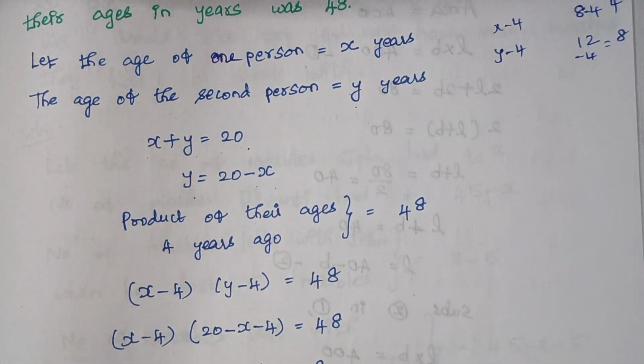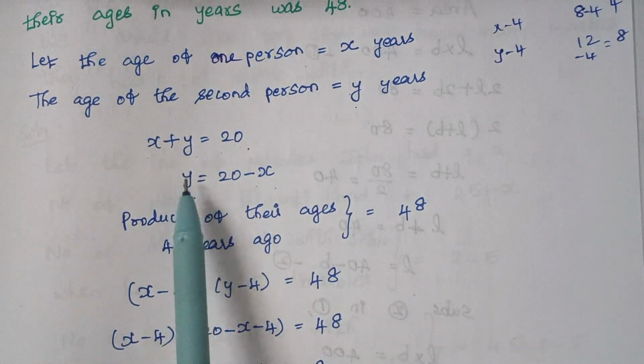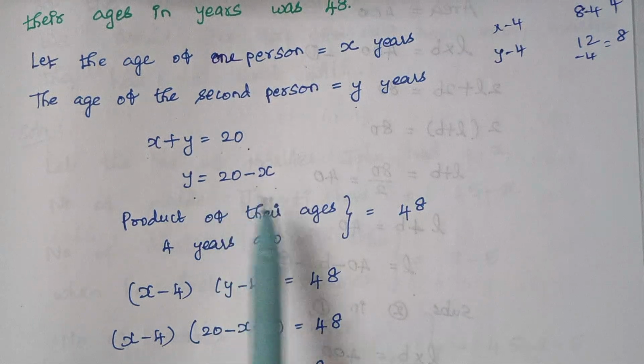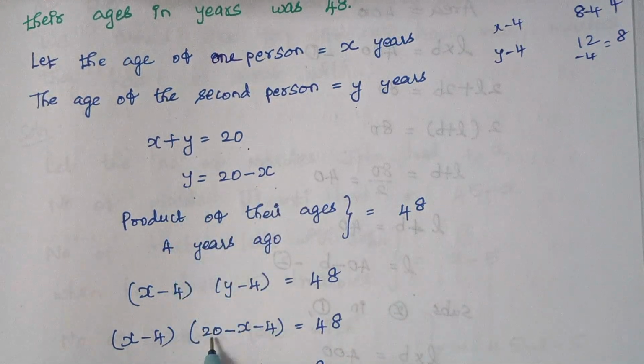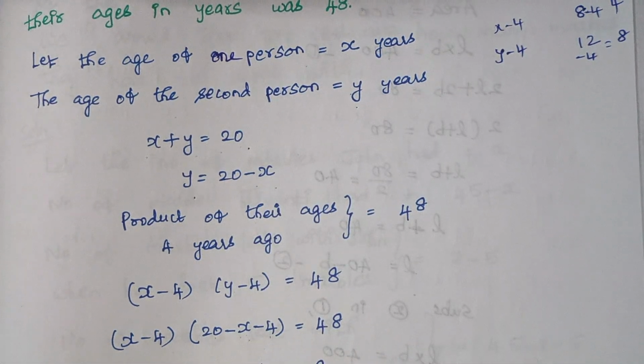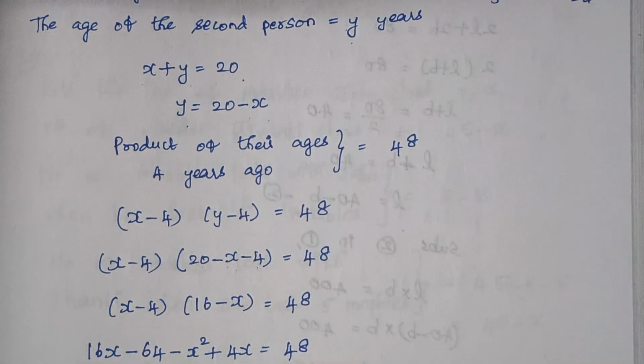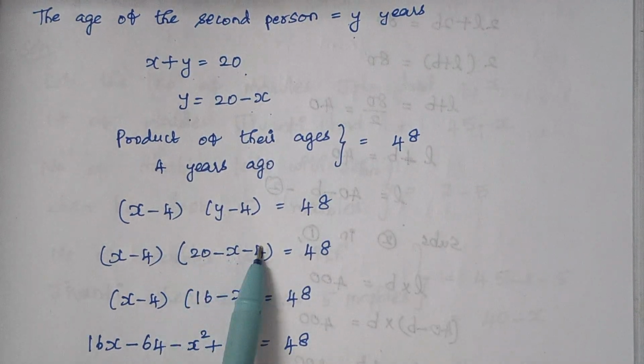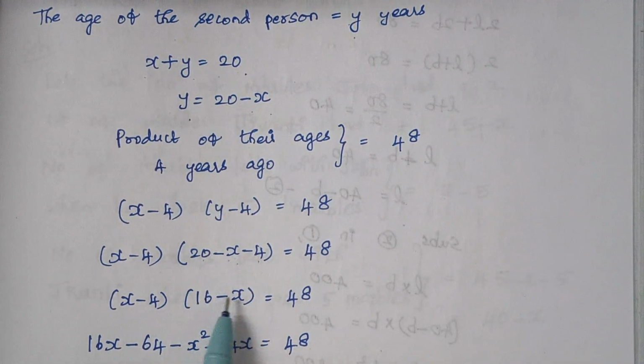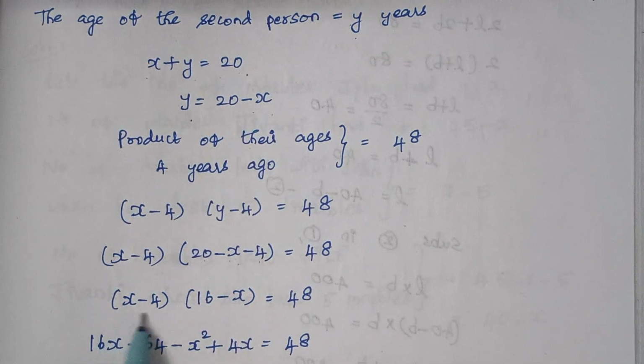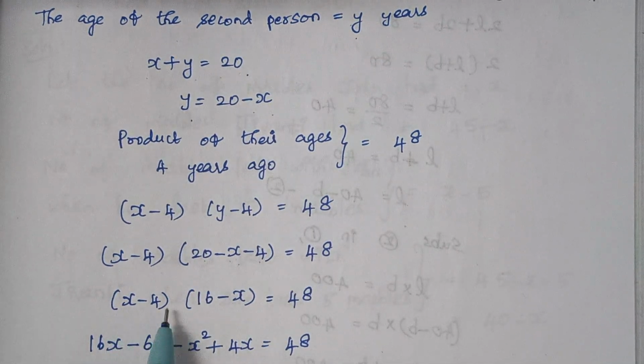Now the next step is, you see, the value of y is represented in terms of x. So here this y is replaced by 20 minus x. Right, the remaining terms you are writing as such. x minus 4 and 20 minus x equal to 48. So now we are going to simplify or solve this equation. So here again 20 minus 4 is 16. Therefore 16 minus x, and here this x minus 4, it remains the same. x minus 4 into 16 minus x is equal to 48.